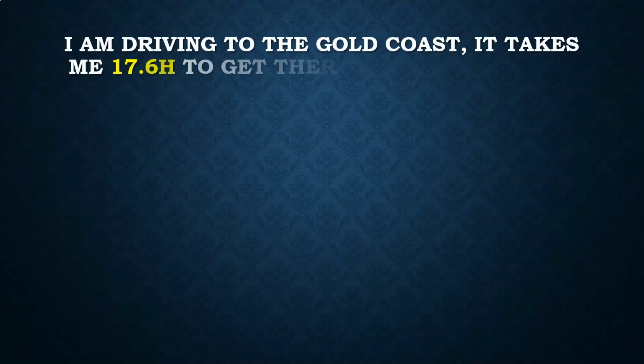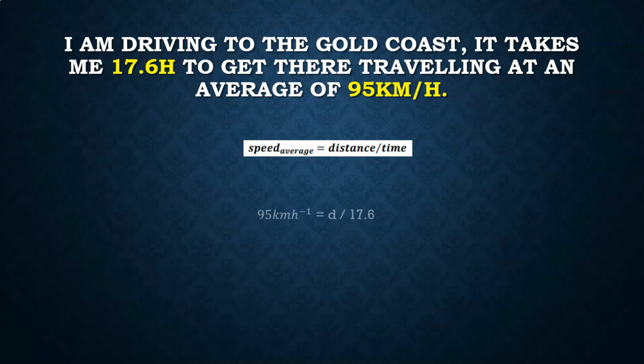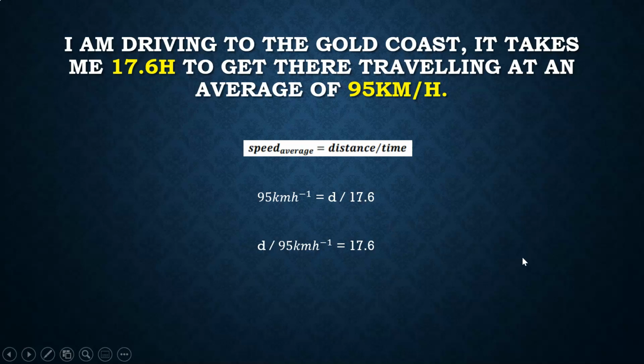Next up, I'm off to the Gold Coast. It takes me 17.6 hours to get there, travelling at an average speed of 95 kilometres per hour. Alrighty, so we've got my average speed of 95 kilometres per hour again, but we're trying to find the distance this time. We've put in my time, how long it took me to get there, but we need to find that distance.